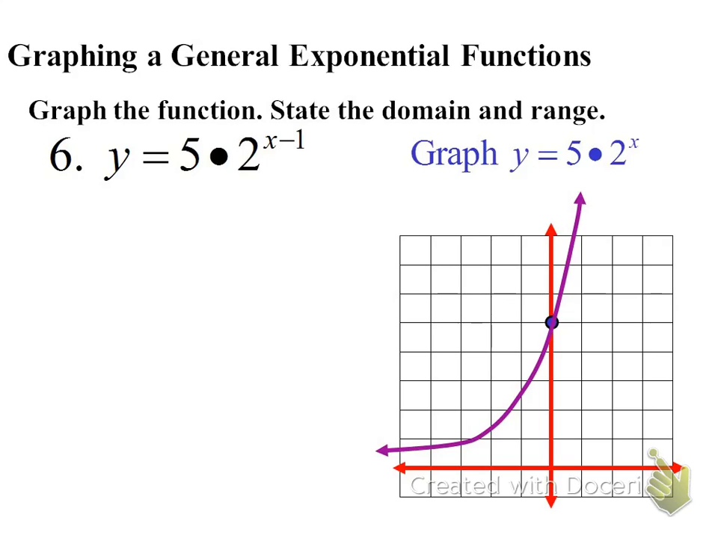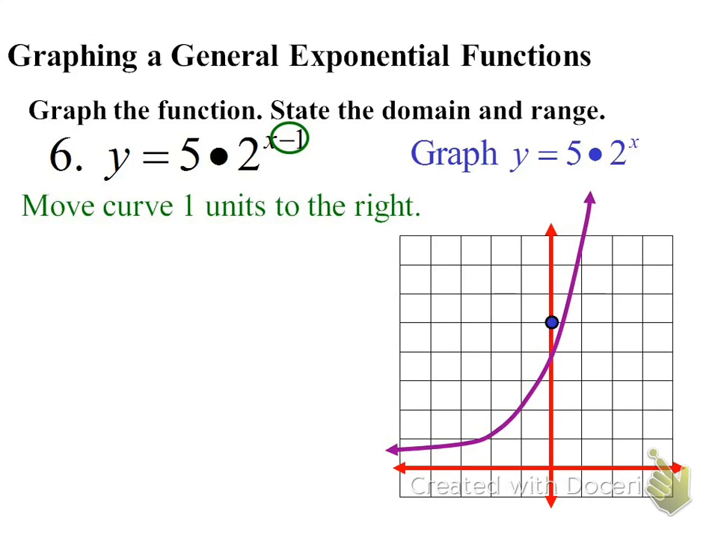What would I do to that graph now in order to make it look like this? Move it to the right. Subtracting 1 moves it to the right. So you could basically take that graph and just bump it to the right. A lot easier with a computer. But that should give you a general idea what your graph is going to look like. Again, anytime you can bring it back to your transformations, that will be very helpful for you.